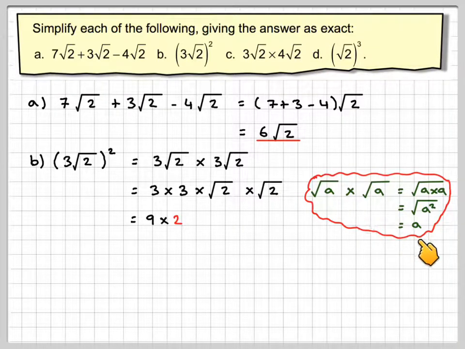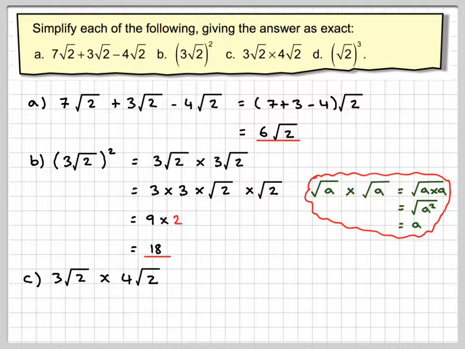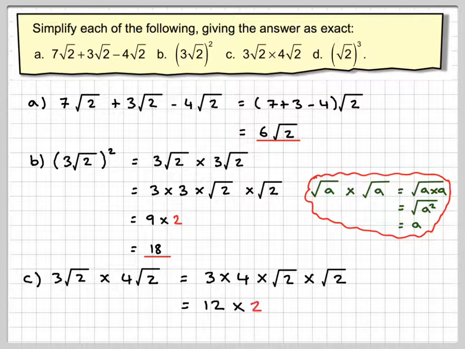So you just need to learn this rule here: this times this will be equal to that. So 9 times 2 gives you 18. Next, 3 root 2 times 4 root 2, that means we need to do 3 times 4 times root 2 times root 2. Now 3 times 4 is 12, and then root 2 times root 2 will just be 2 from what we just learnt up here. And then 2 times 12 gives me 24.